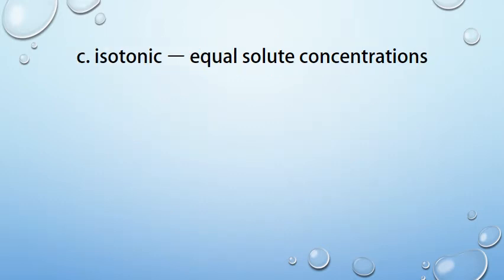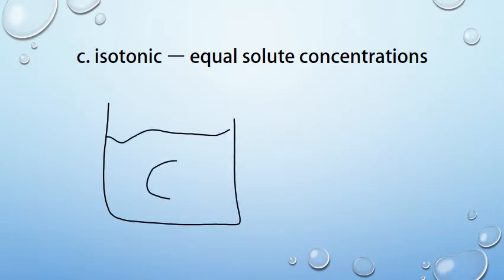All right, isotonic. So in this diagram, here's my beaker, here's my solution. I have an equal amount of solutes in and outside. So the overall net movement is equal. The arrows are going in and out, and there's a relatively equal amount of water moving in and moving out. So the cell's going to stay around the same size.